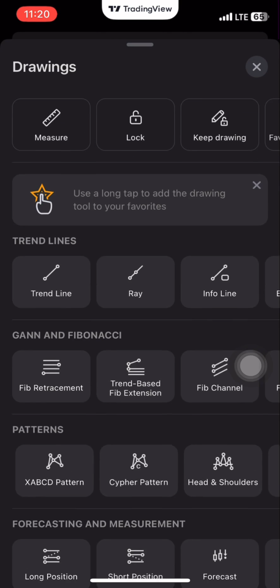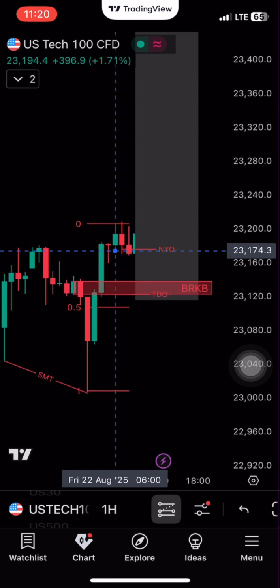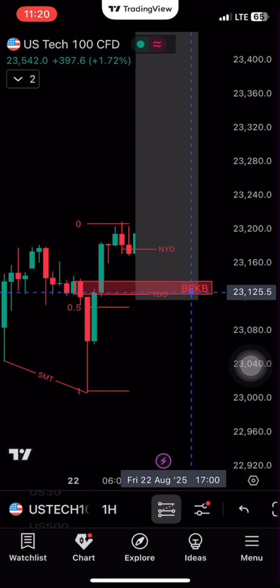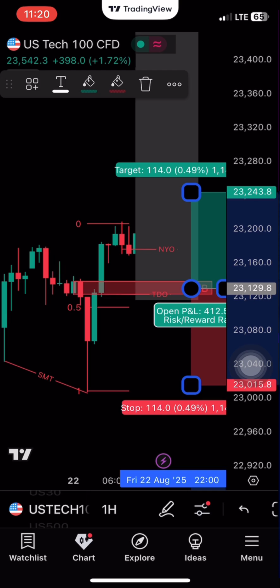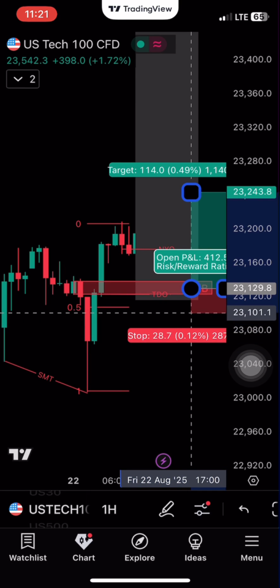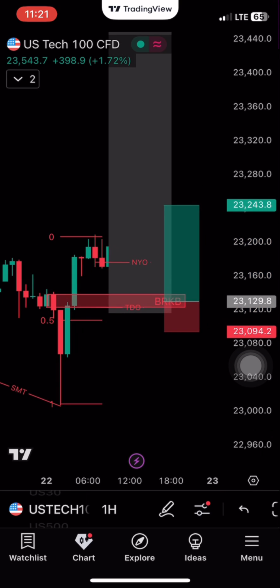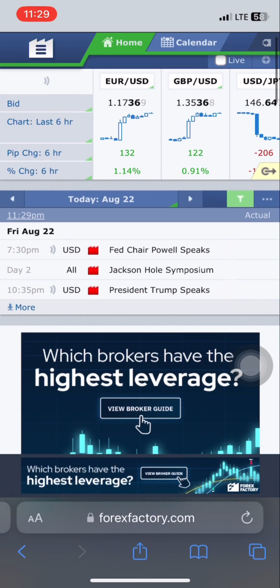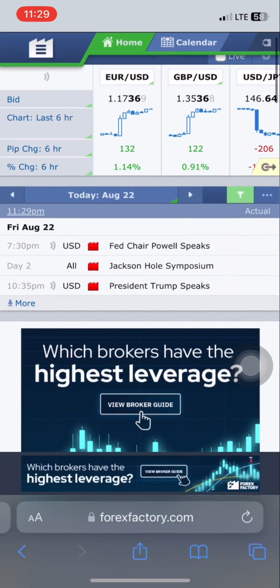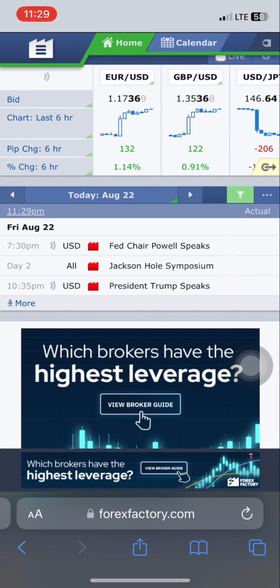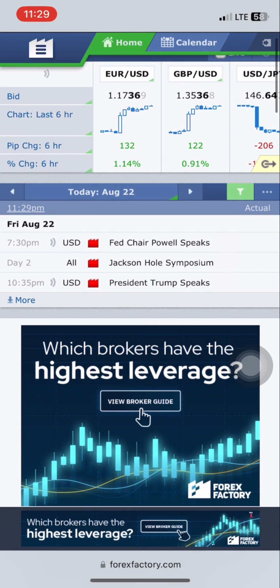On Nasdaq, there is a very clean breaker block which makes me more interested in looking for buy setups. The most important thing for today is that President Trump is scheduled to speak, a high impact news event. So during that time I will make sure to move my stop loss to break even. Let's see how the market reacts.